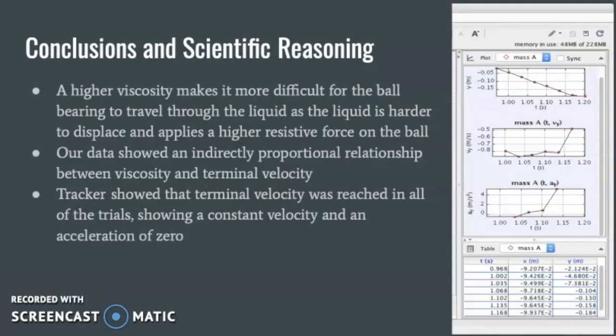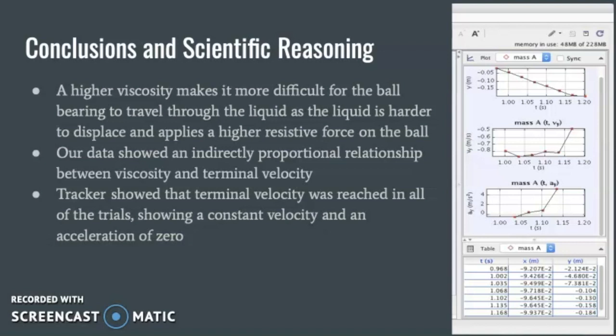The conclusions and scientific reasoning of this is that a higher viscosity makes it more difficult for the ball bearing to travel through the liquid, as the liquid is harder to displace and applies a higher resistive force on the ball. This is because the more viscous a liquid is, the more intermolecular forces it has, and that applies a stronger pressure and a stronger force in the opposite direction that the ball is falling. Our data showed an inversely proportional relationship between viscosity and terminal velocity, and Tracker also showed that a terminal velocity was reached in all of the trials, showing a constant velocity and an acceleration of 0.